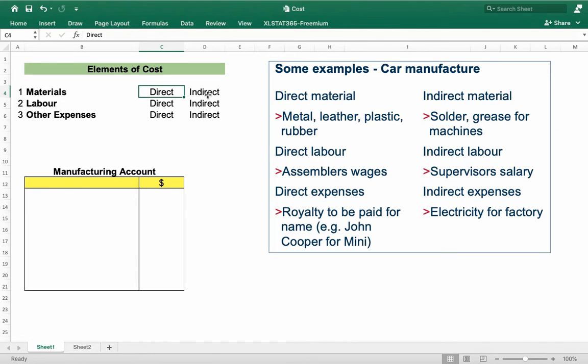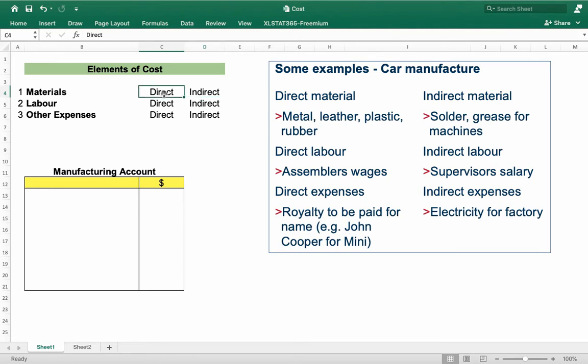But only cloth is not sufficient. The tailor will be using thread also. The tailor will be using buttons also, isn't it? So that is called indirect material. So direct material means the main material which you can easily relate with the product. And indirect material means which you cannot easily relate with the product. And the value of indirect material is insignificant basically.